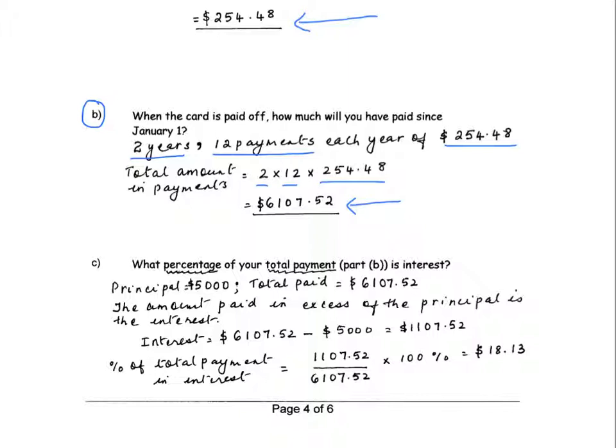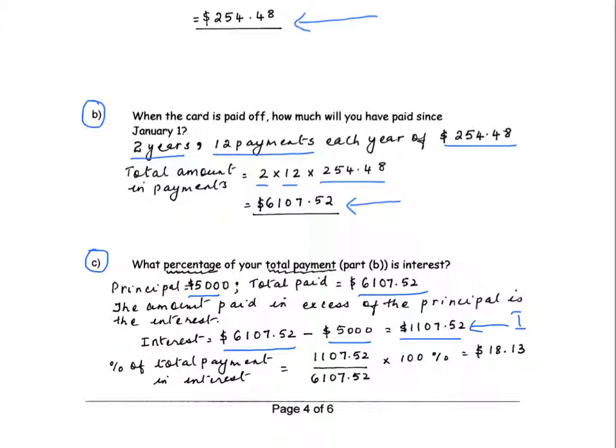Next, we need to figure out the percentage of total payments that go into interest. So the principal is $5,000, we know that, but the total amount we paid is $6,107.52. So the amount that we paid in excess of the principal is the interest. So the amount that we paid minus the amount that we owe is the amount that we paid in interest. So this is the interest.